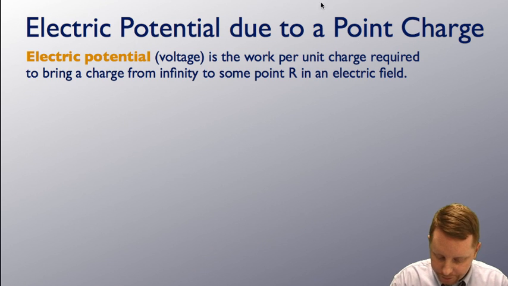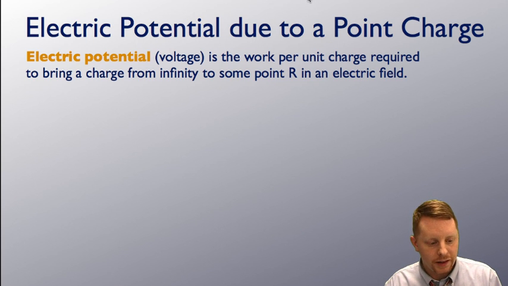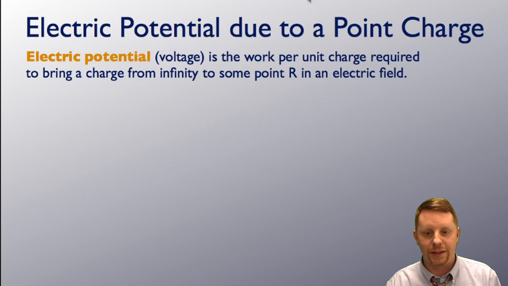Let's take a look at the electric potential now due to a point charge. Electric potential, which we also call voltage, is the work per unit charge that's required to bring that charge from infinity to some distance r from a point charge. So we started off with electrical potential energy. The electrical potential energy per unit charge is what we call electric potential, or more commonly, voltage.